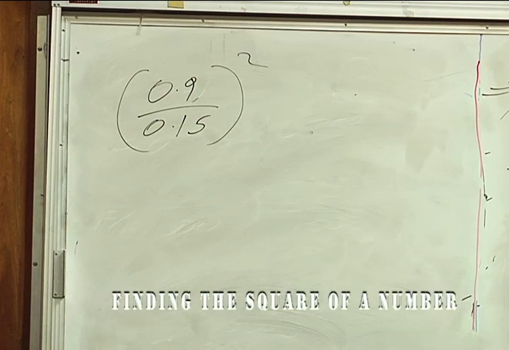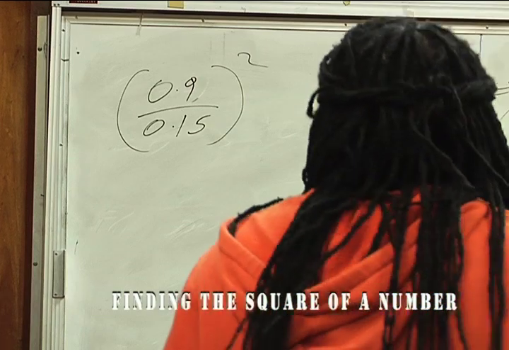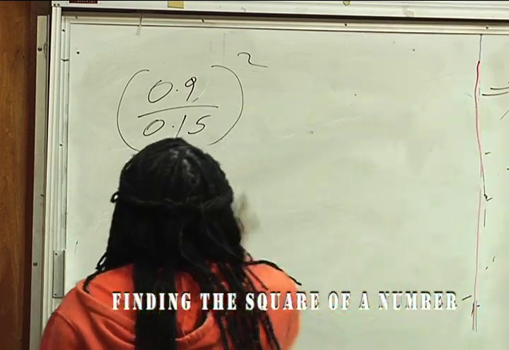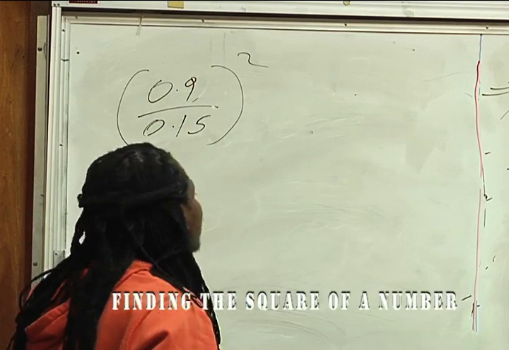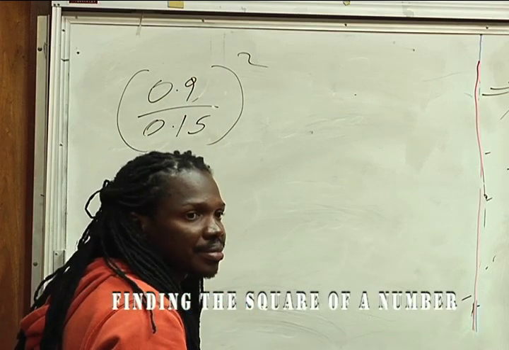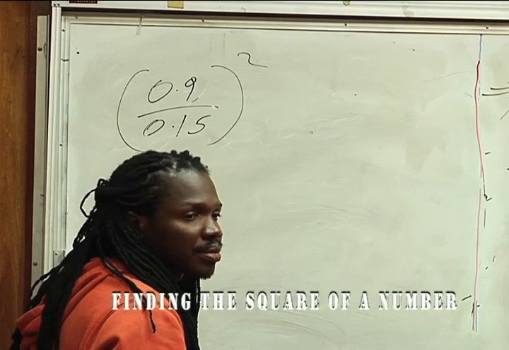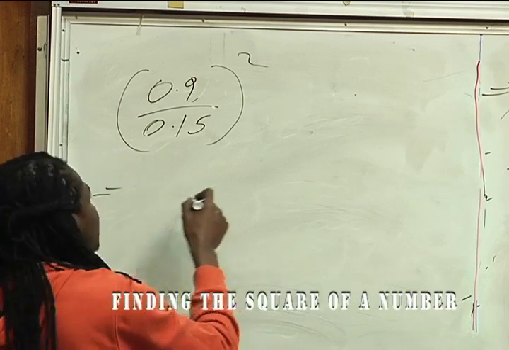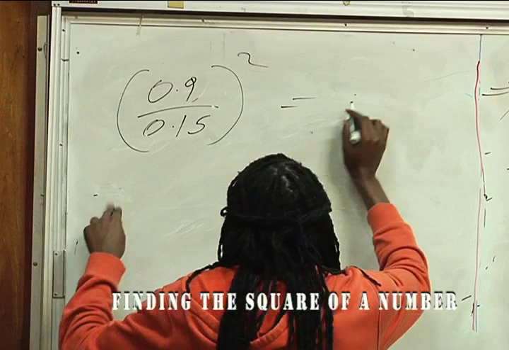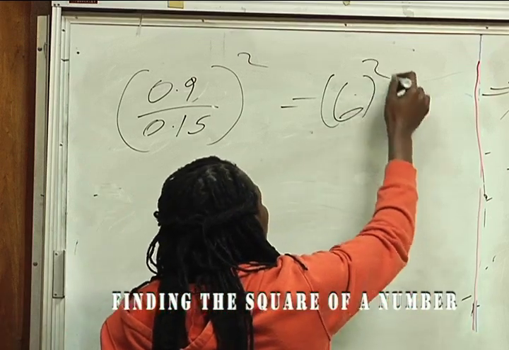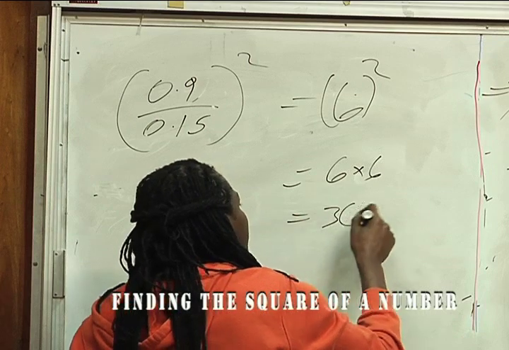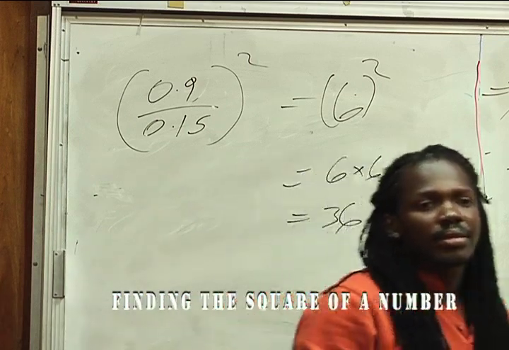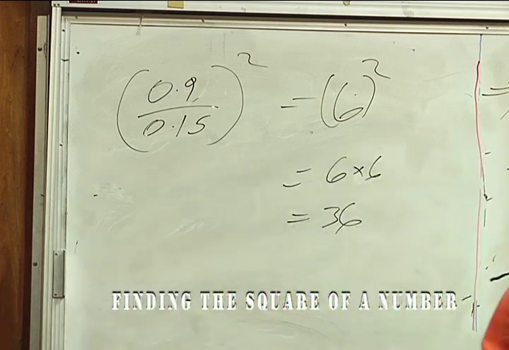If you use a calculator, you have to work out this first: 0.9 divided by 0.15 equals what? 0.9 over 0.15 equals 6, so 6 squared. 6 times 6 equals 36. That is the calculator way.